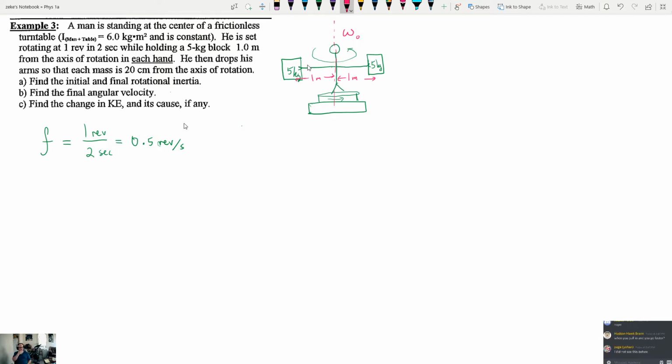Yeah, Hudson's got it. So the next thing that's going to happen is this person is going to take the 5 kilogram objects and pull them into his body, and the result is that he's going to move faster. A lot faster, actually. So that's kind of the demo. You can do this at home.